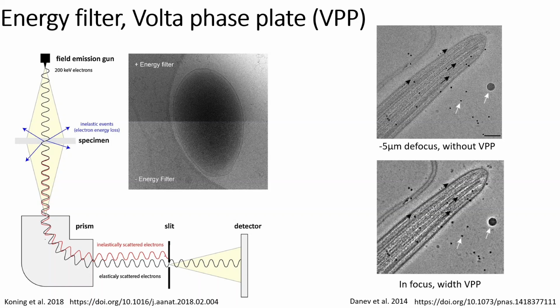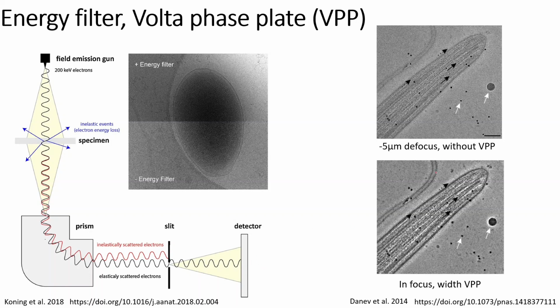Using a prism, we can split these electrons with different energies to different places, and then using the slit, correctly set up, we can filter out these electrons to let only the elastically scattered electrons hit the detector.